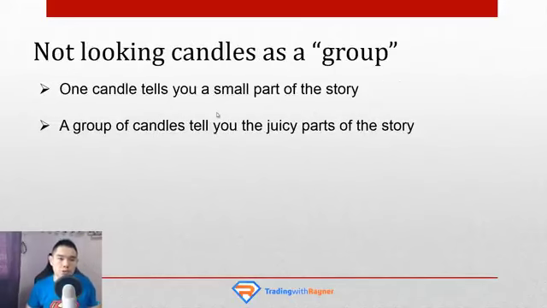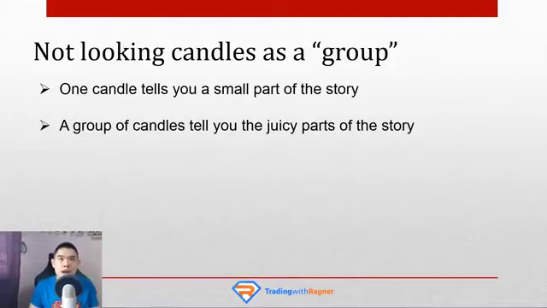Moving on, mistake number 3. Traders tend to look at candlestick patterns individually. They don't look at it as a group. So when you just look at one candlestick pattern, it only tells you a small part of the story, whether the buyers close higher or the sellers are in control momentarily. But when you look at a group of candles, it tells you the juicy part of the story. It tells you stuff that individual candlestick patterns are not able to.